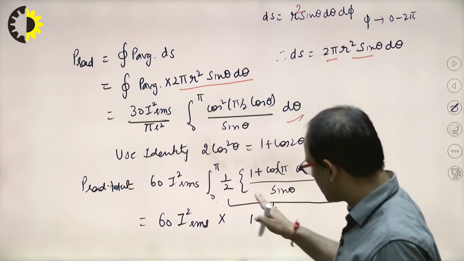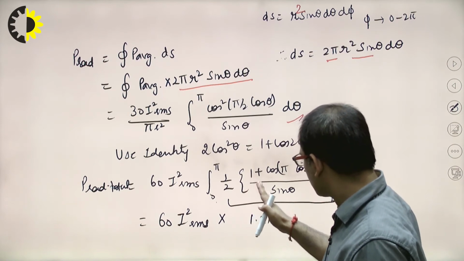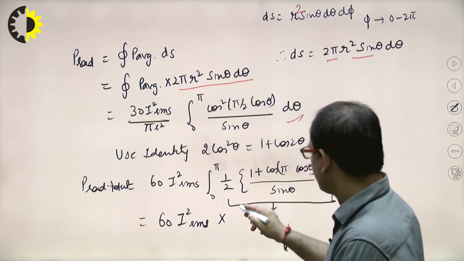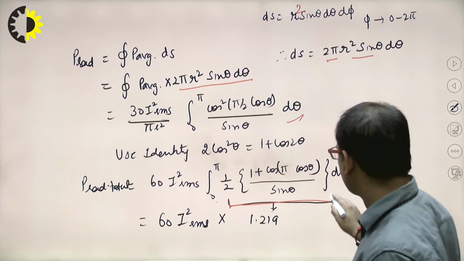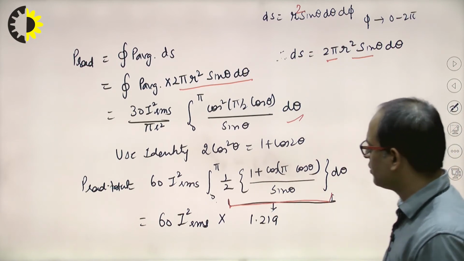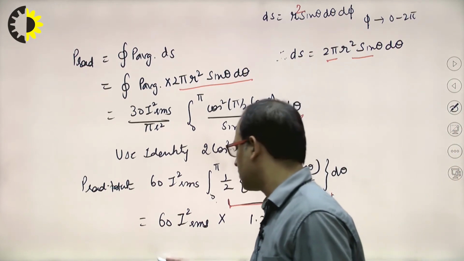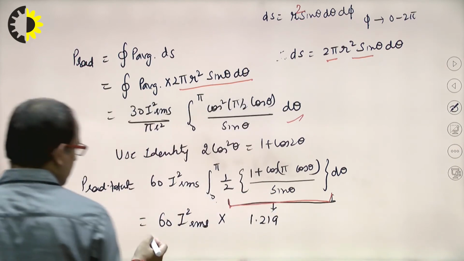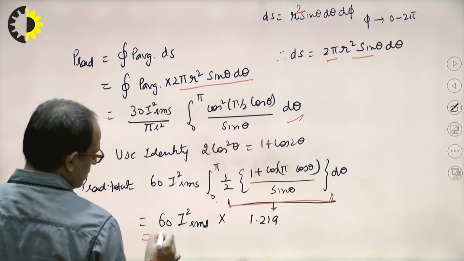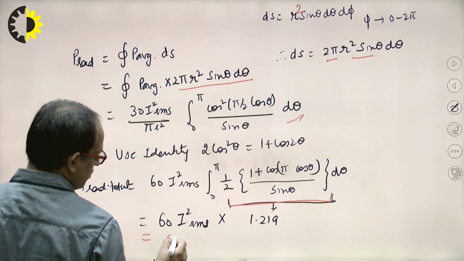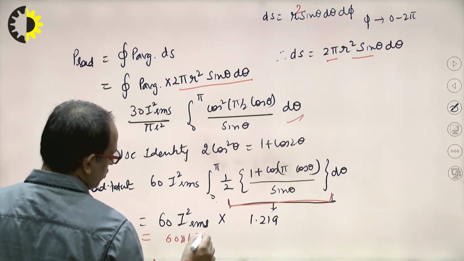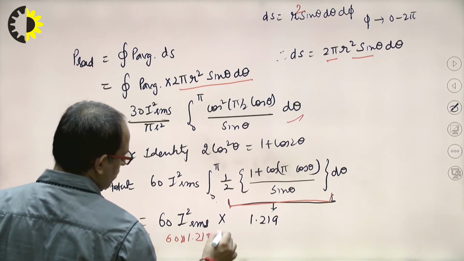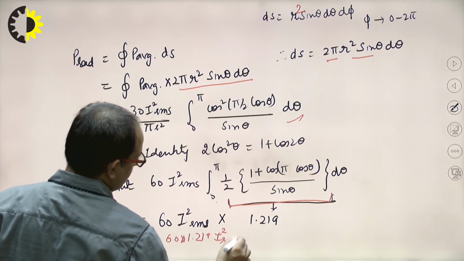now if I say on solving this one, you will get what? This value comes out to be 1.219. Now see this one, that will come out to be 60 multiplied by 1.219 into I squared RMS.